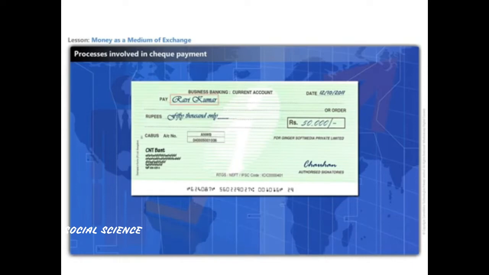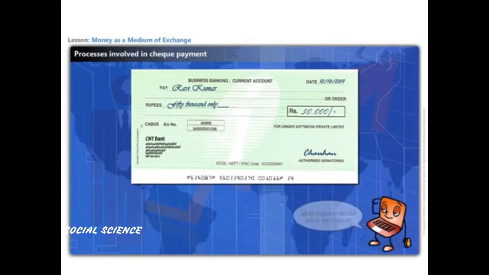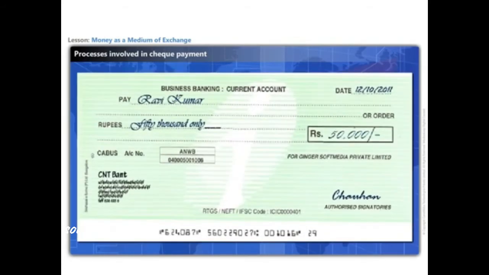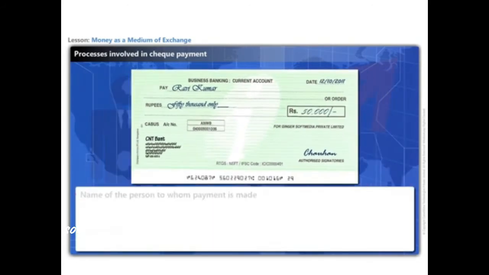This is the check issued to Ravi Kumar by Mr. Chauhan. Let us have a close look at it. What segments do you see in the check? A check consists of various segments.